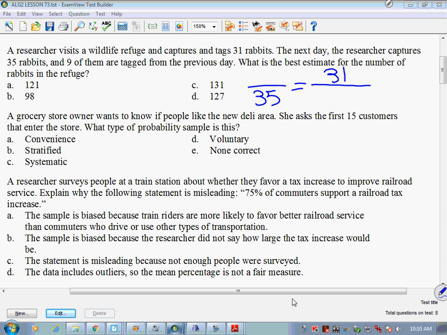9 of them are tagged from the previous day. So where does that 9 go? Top left, and we're solving for this. So you guys have calculators. I want you guys to solve this and get your answer back to me. 35 times 31 divided by 9.